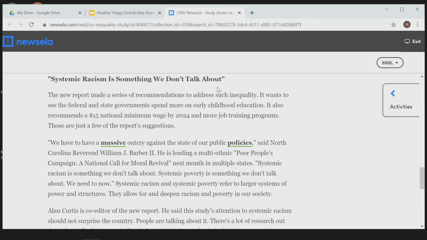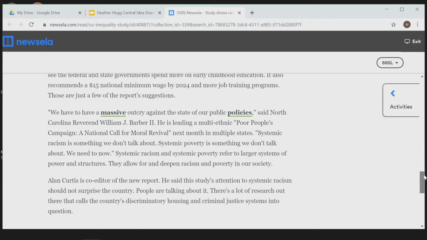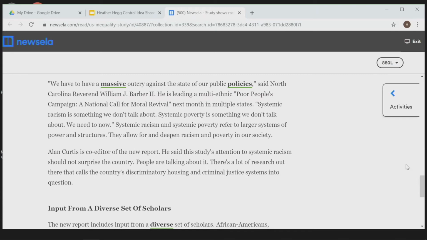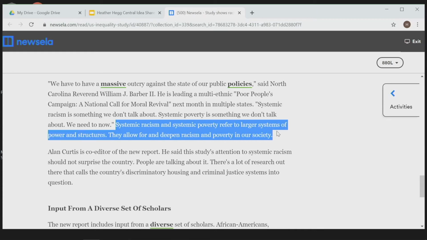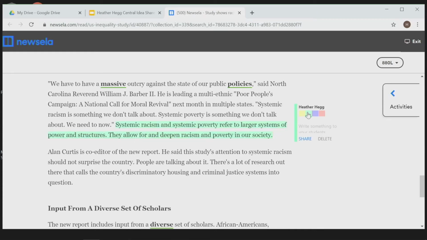Okay, I'm going to go through the rest of this pretty quickly. The next heading says systemic racism is something we don't talk about. That has to be part of the problem. If we don't talk about it, we don't know about it. We don't know it's a problem. So I know I read this already. So this is important. These are the details that are important here.